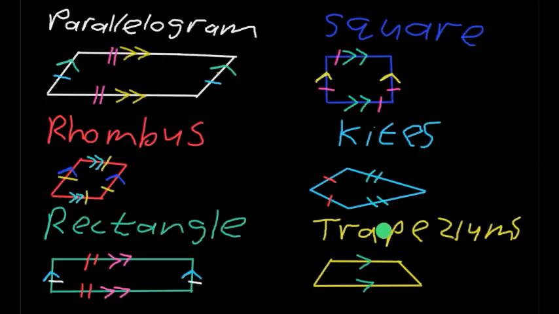Lastly, we observe the trapezium. The trapezium in terms of sides has only one property, namely that one pair of sides, as indicated by the greenish blue arrows, run parallel to each other.